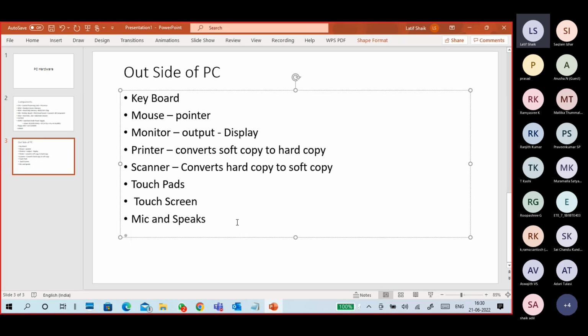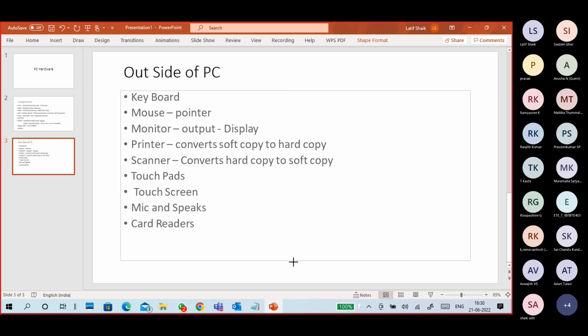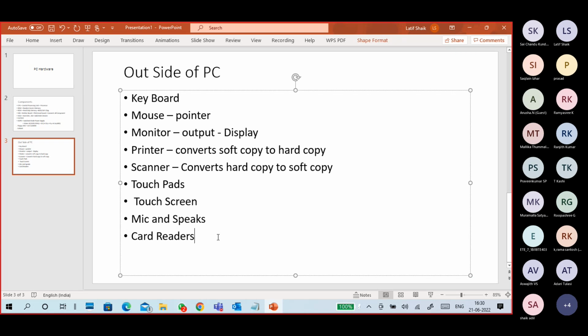Anything, guys? Anything you want to add outside of your computer? Card readers. SD cards. USB connectors. Any USB things you will connect. Bluetooth devices you can connect.